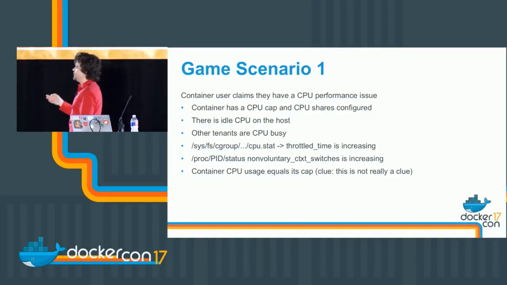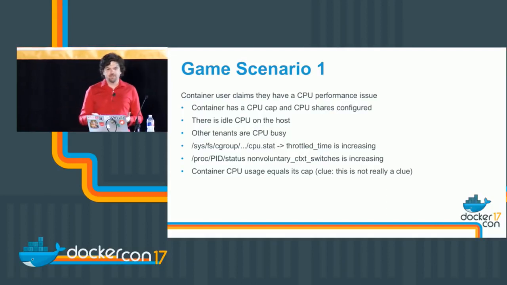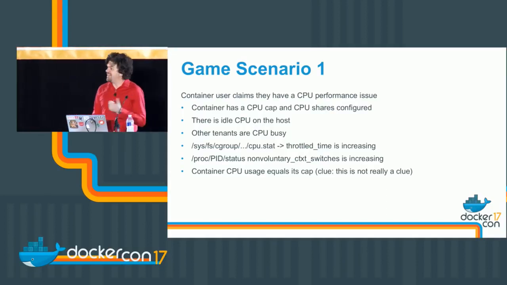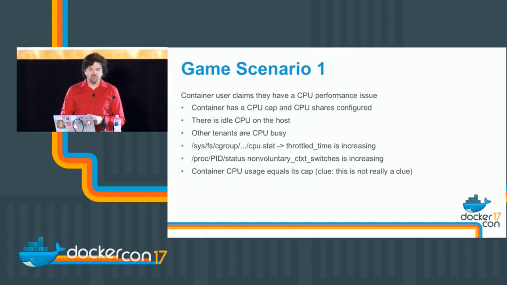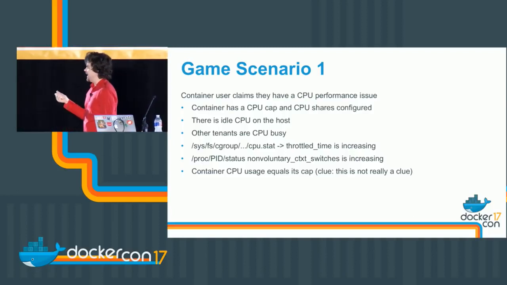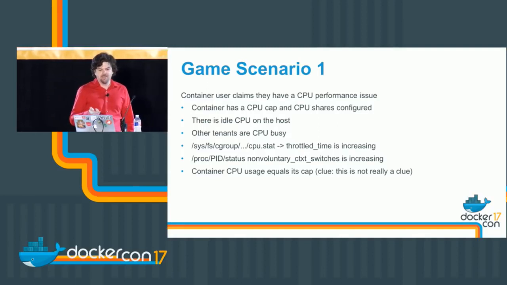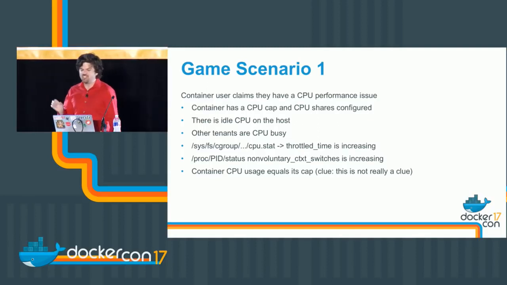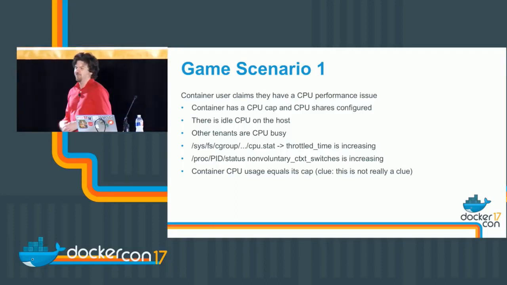A container user says they have a CPU performance issue. The container has a CPU cap and it has CPU shares configured. You notice there's idle CPU on the host. Other tenants are CPU busy. The throttle time is increasing from CPU stat. The non-voluntary context switches is increasing. And the container CPU usage equals its cap. So I've capped it at 200% and it's eating 200%.